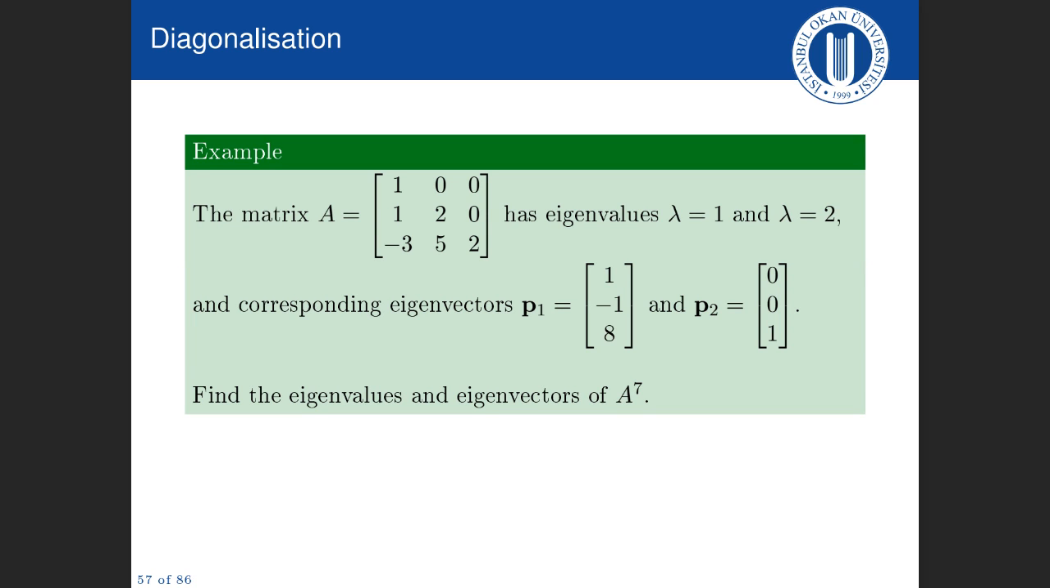For example, this 3 by 3 matrix is a triangular matrix, so straight away we can see the eigenvalues. This has eigenvalues 1 and 2. And I will tell you the corresponding eigenvectors are (1, -1, 8) and (0, 0, 1). Find the eigenvalues and eigenvectors of A to the power 7.